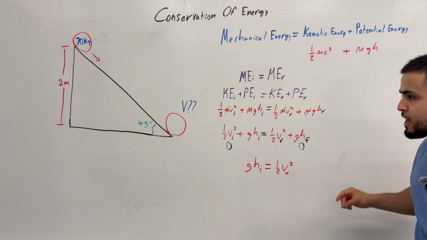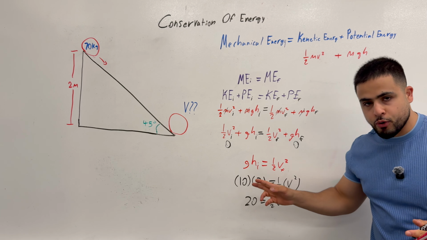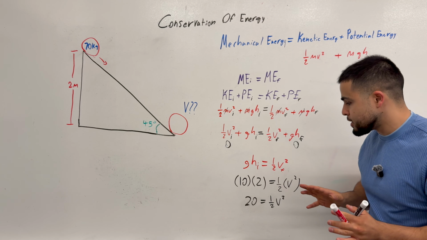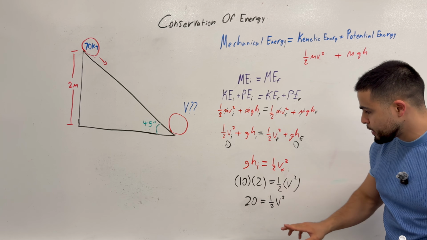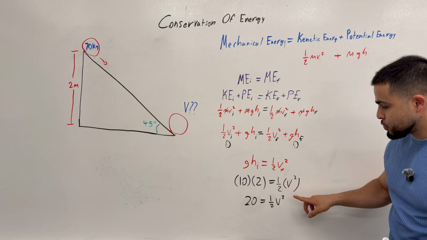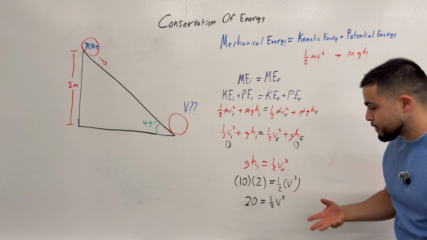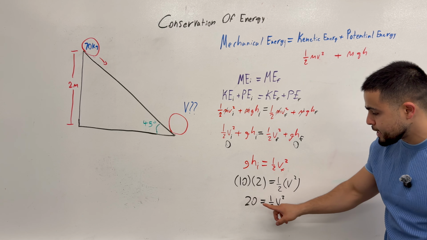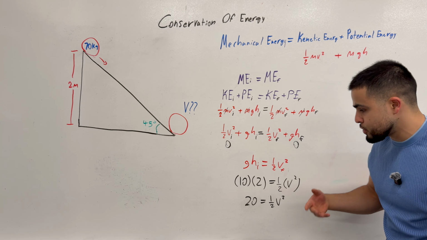Let's plug and chug now. So as you can see, I went with 10 for gravity. On the MCAT, you can always round it up to 10. Times 2, that's 20. And then on this side, we have half v squared. We don't know what v is. That's what we're trying to figure out. So now let's just multiply both sides by 2 and then take the square root to find our answer.